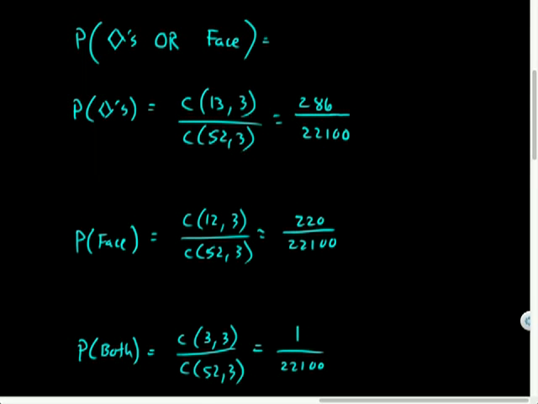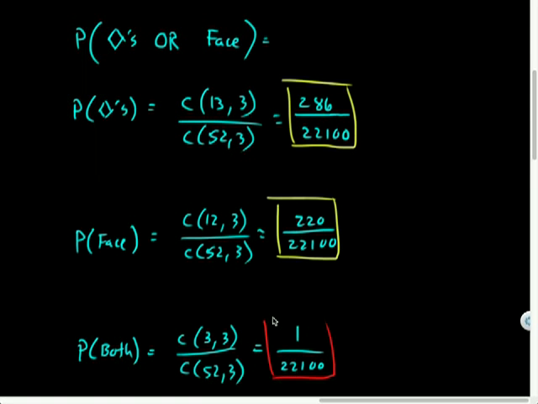So to figure this out, I'm going to add these probabilities, and subtract this one, the overlap, right? That's the idea. So 286 over 22100 plus 220 over 22100. And then I have to subtract the overlap because we counted that one situation one too many times. Right? So let's see, 286 plus 220. Is that 506? Minus 1? Is that 505?